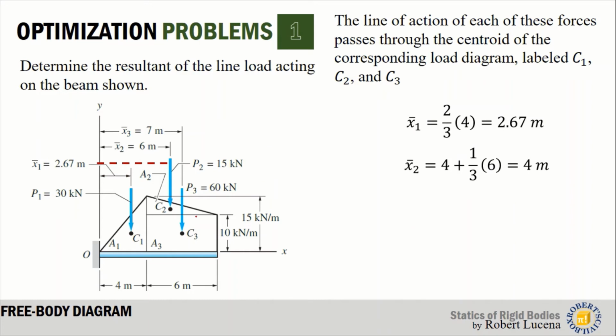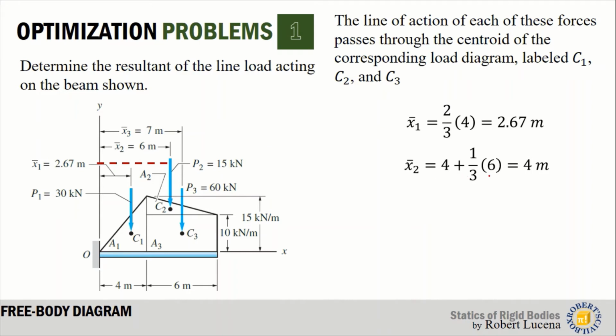And for x2, since this is the base of your triangle and this is the other base, x2 is measured 1/3 of its base if you measure it from this base. Okay? So this is 1/3 of the base from here. So 1/3 of 6 plus 4. Make sure we have a consistent datum, that is 0.0. So x2 would be 6 meters.